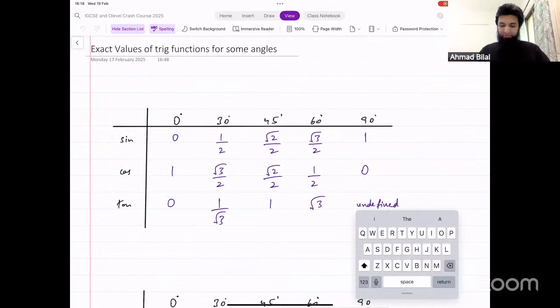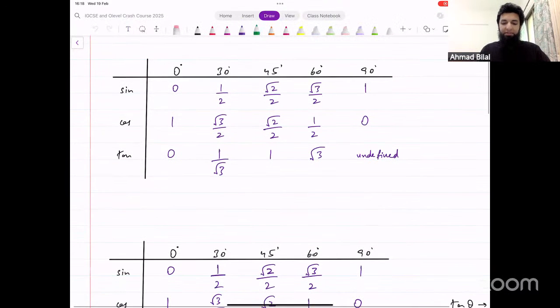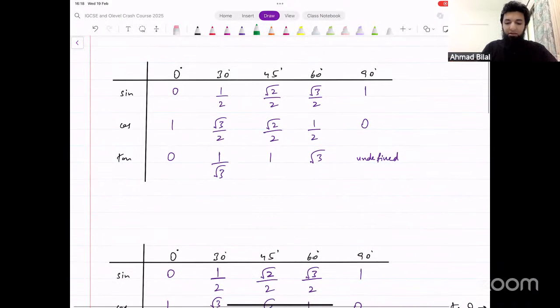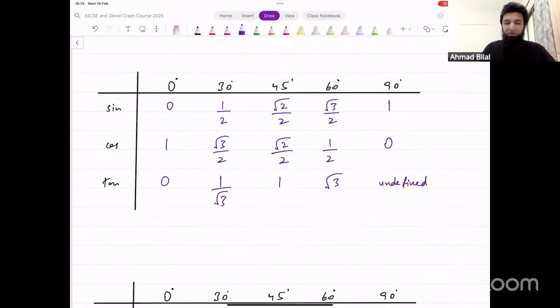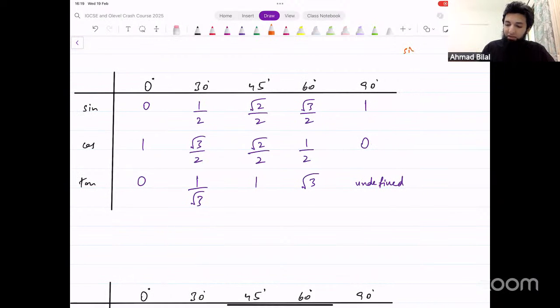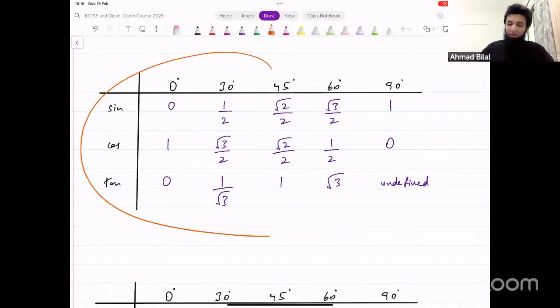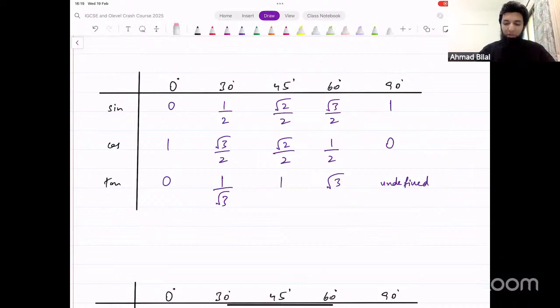One was that you need to remember the exact values for sine, cos, and tan. You need to memorize what sine 0 is, what sine 30 is, what sine 45 is, what sine 60 is, and what sine 90 is. And similarly for cos and tan, you need to memorize all of these values. For instance, sine of 60 is equal to square root of 3 over 2. If your memory is good, you can just remember this whole table as it is.